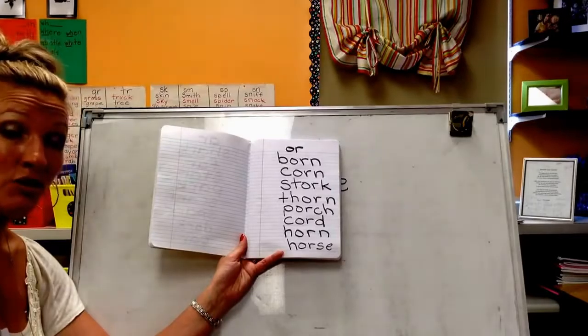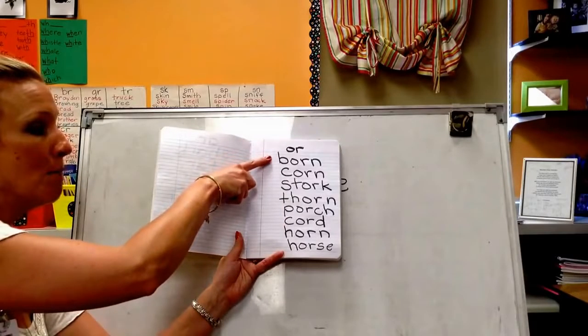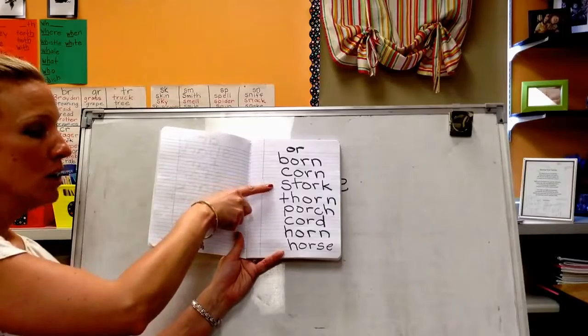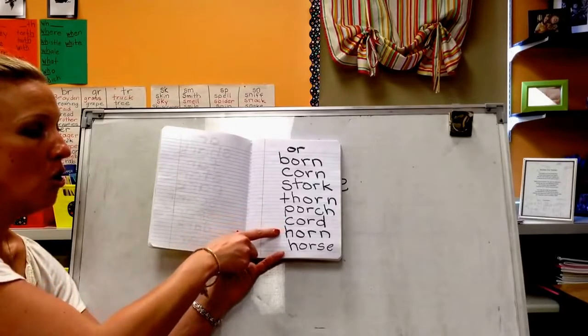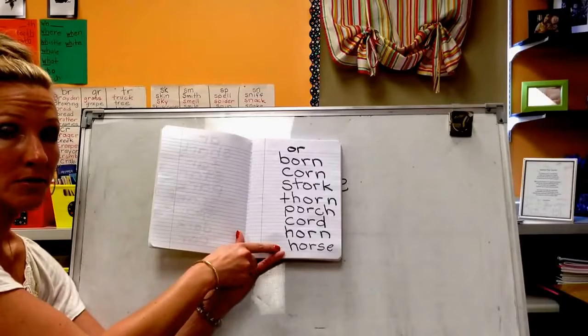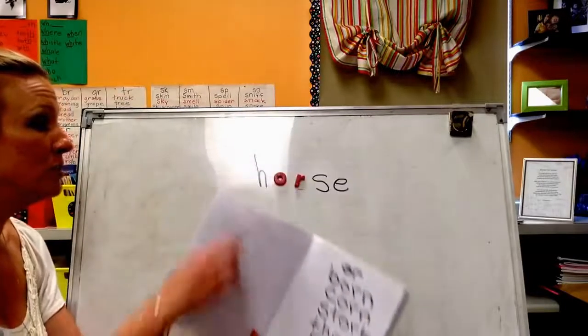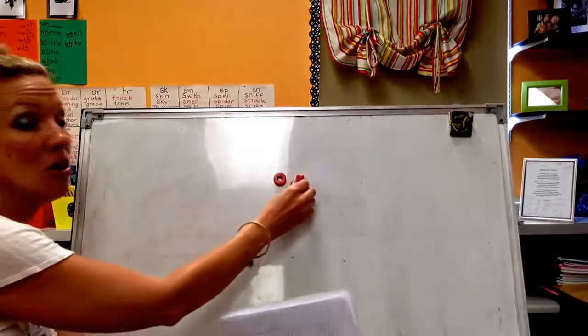Let's go ahead and read through our list of words now. Born, corn, stork, thorn, porch, cord, horn, horse. So what I want you to remember is when you see O-R, one of the sounds that it can make is or.